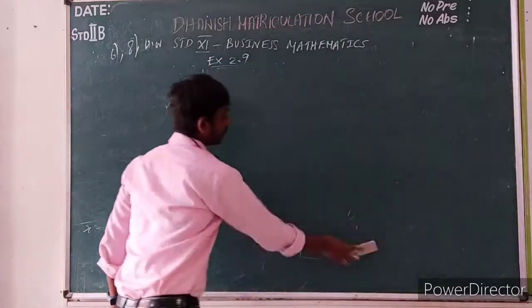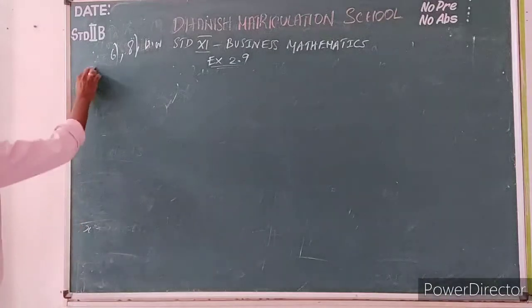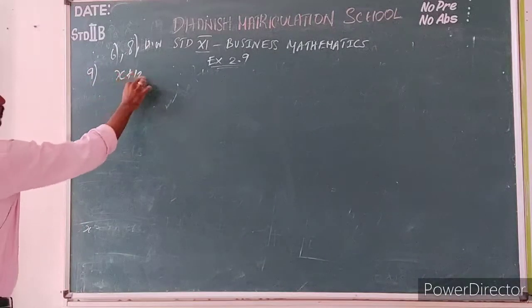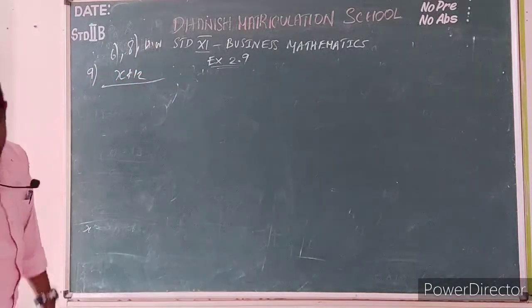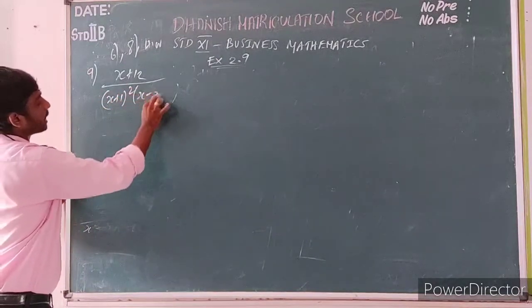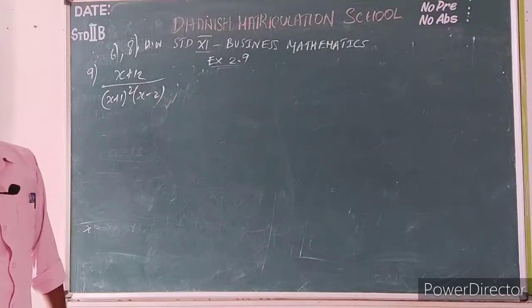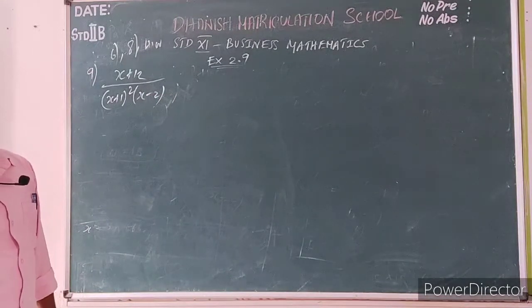What is the question given for the 9th one here? That is x plus 12 divided by x plus 1 the whole square into x minus 2. So what is the value? x plus 12 divided by.